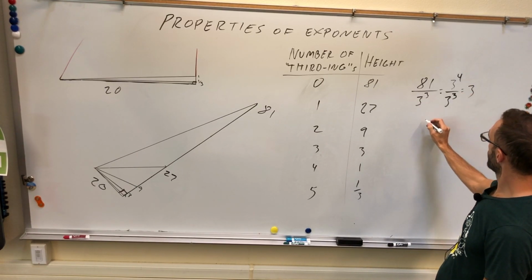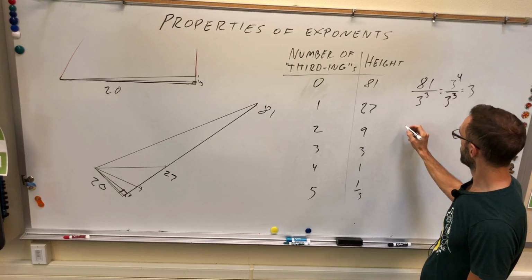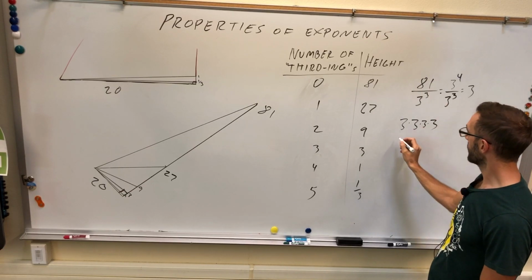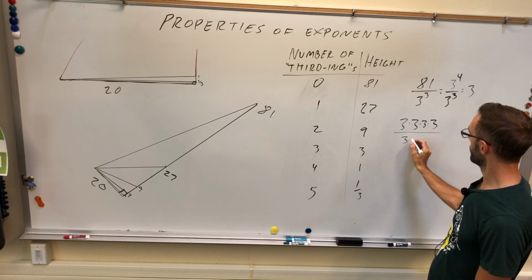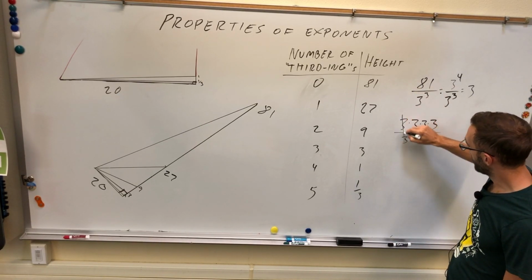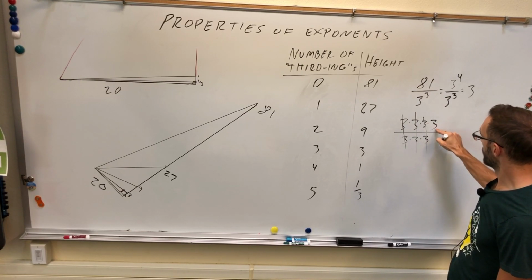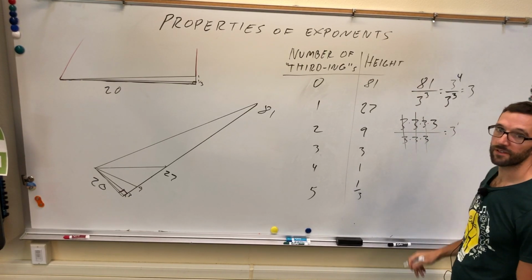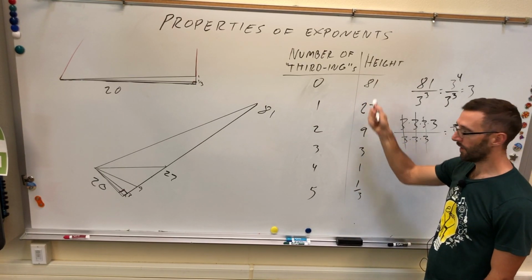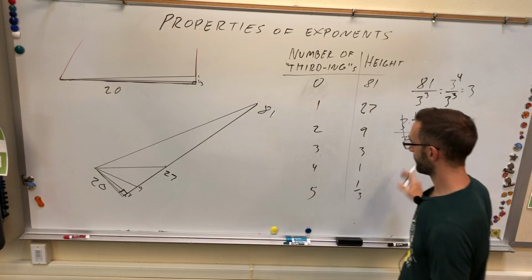3 to the 4th means 4 3s multiplied together, and we're dividing by 3 to the 3rd. So we're dividing here. 3 divided by 3 is 1, 1, 1, and then we're left with a single 3 right there, 3 to the 1st. So what if we wanted to figure out how do we go from 81 to a third using this method? Let's play around with that.